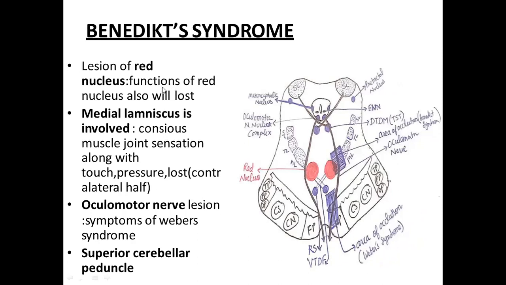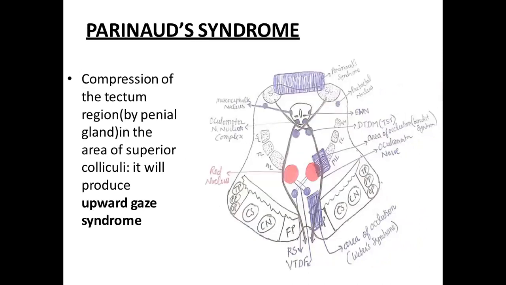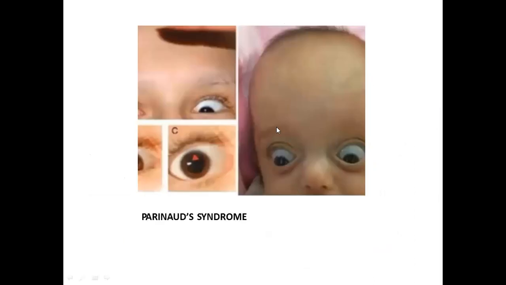Benedikt's syndrome: lesion of the red nucleus, so the function of the red nucleus will also be lost. The medial lemniscus is involved, so conscious muscle joint sensation along with touch and pressure is lost. This is on the opposite, contralateral half. Oculomotor nerve lesion gives the symptoms of Weber syndrome. Then there is one more syndrome, that is Parinaud syndrome. Compression of the tectum region by the pineal gland, in the area of the superior colliculi, will produce upward gaze syndrome. You can see the images of Parinaud syndrome.